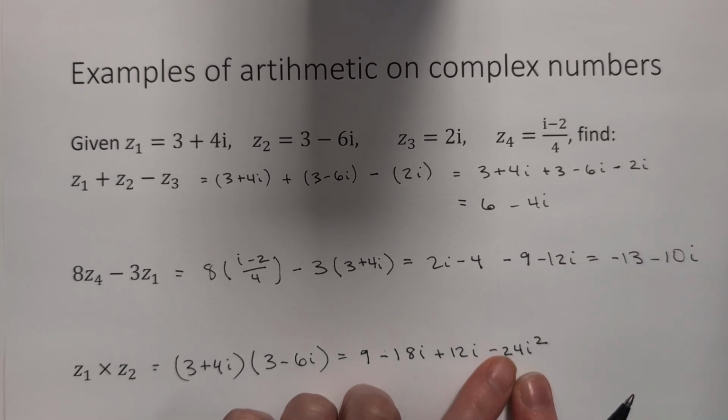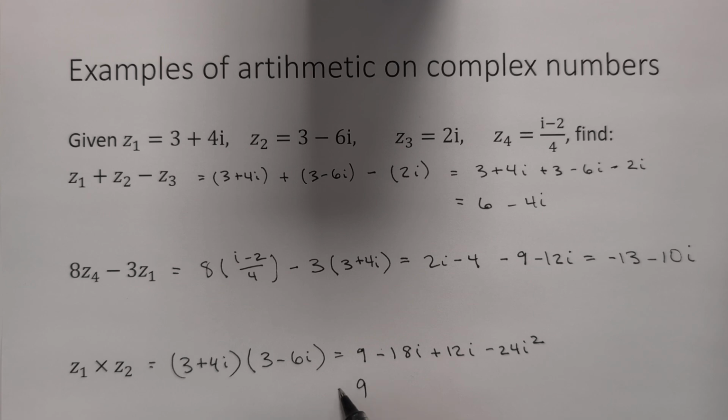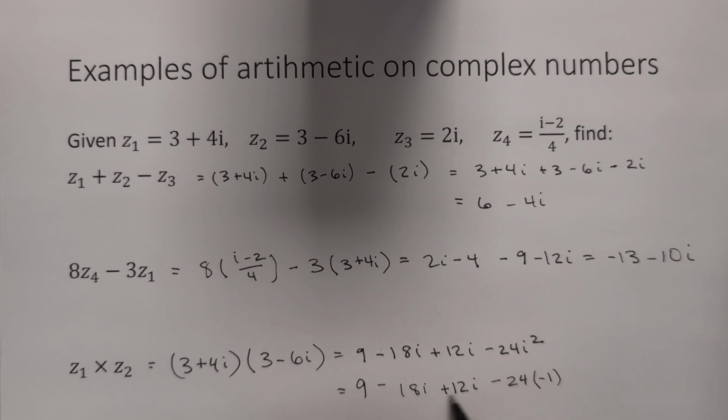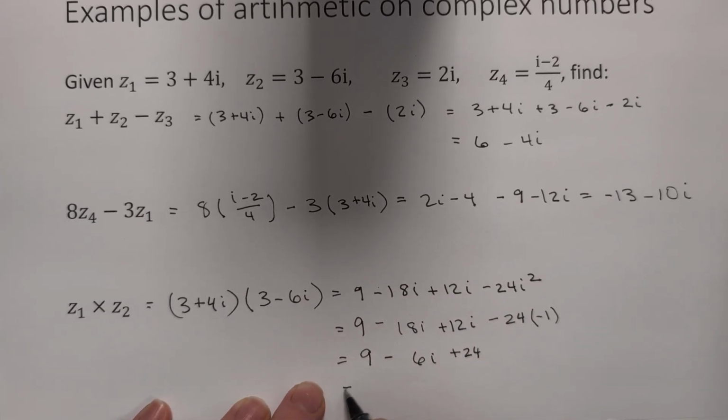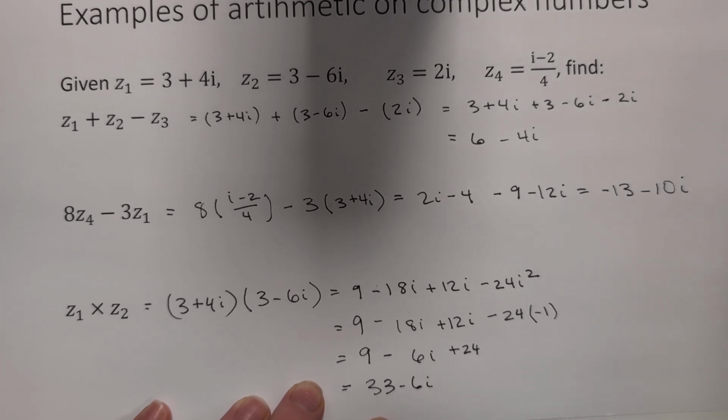You do need to remember, though, that i squared is equal to negative 1, because the square root of negative 1 squared is negative 1. I'll just write these here still. We can still combine like terms. Negative 6i. And this is negative 24 times negative 1, which is positive 24. So if you combine these like terms now too, you get that 9 plus 24 is 33 minus 6i. And that's it for now.